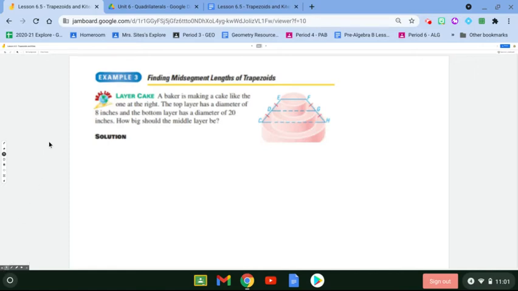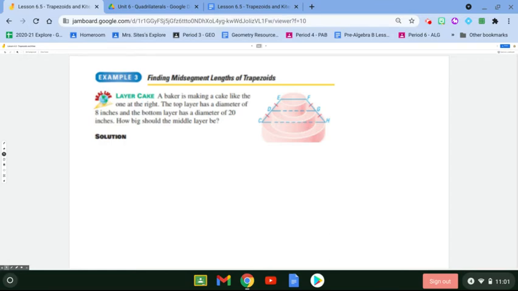All right, so let's take a look at an application using the midsegment lengths of a trapezoid. So let's say you have a baker and he's making a cake like the one at the right. The top layer has a diameter of 8 inches and the bottom layer has a diameter of 20 inches. How big should the middle layer of the cake be?